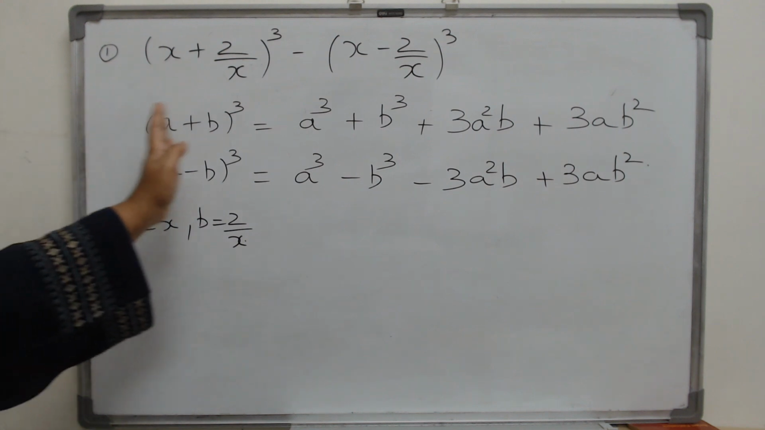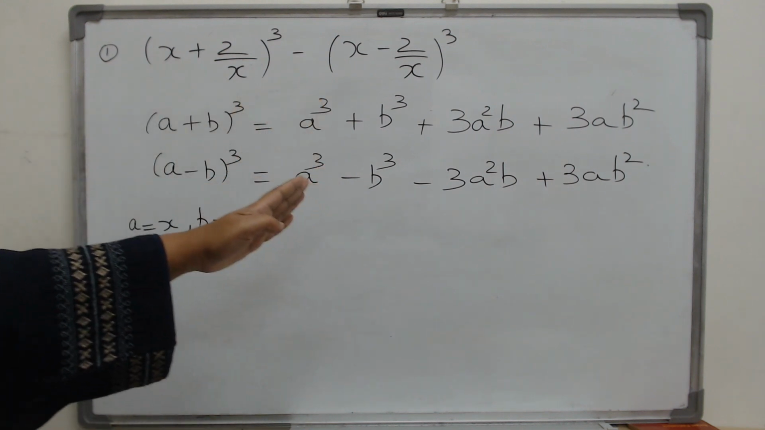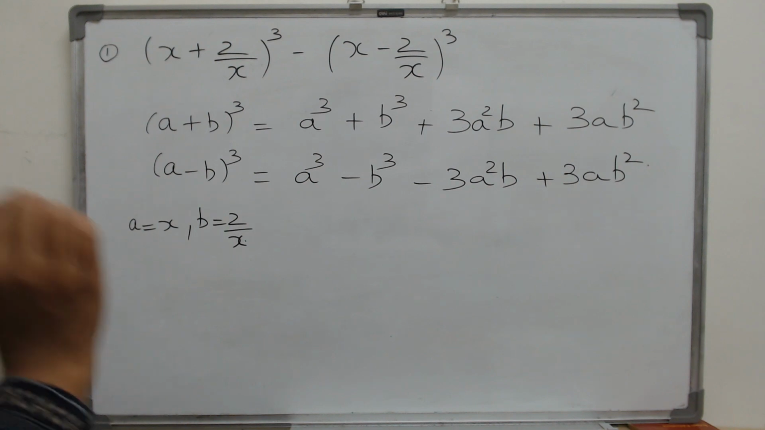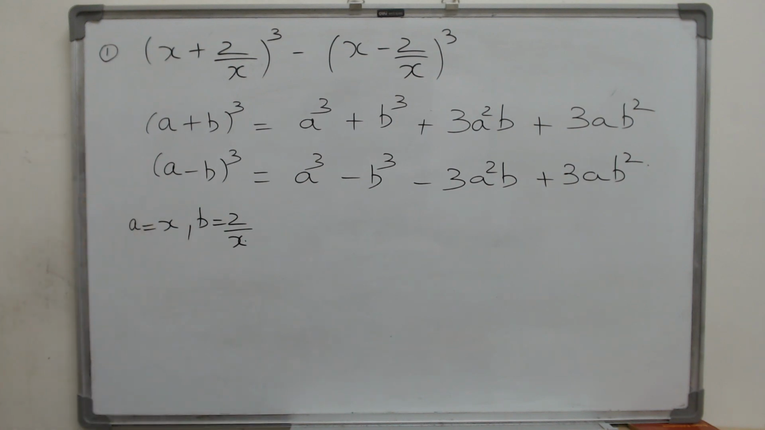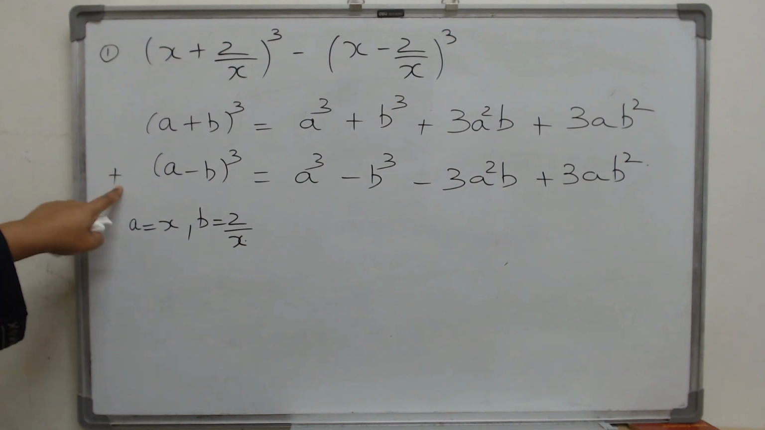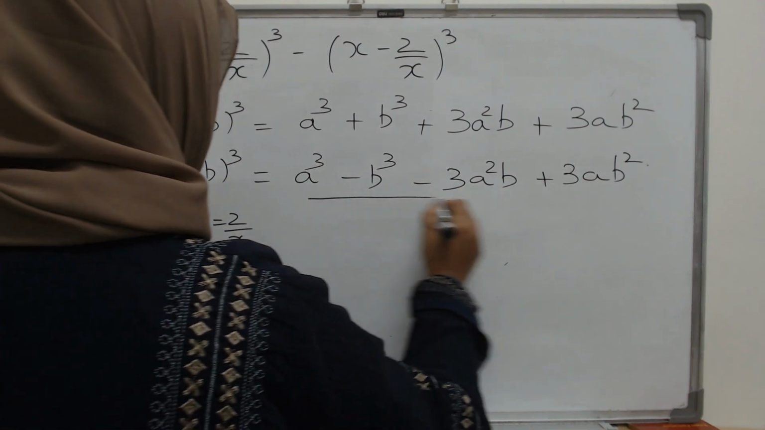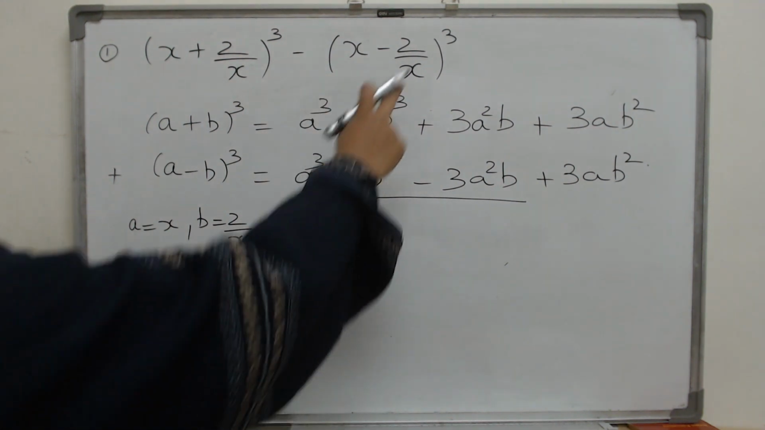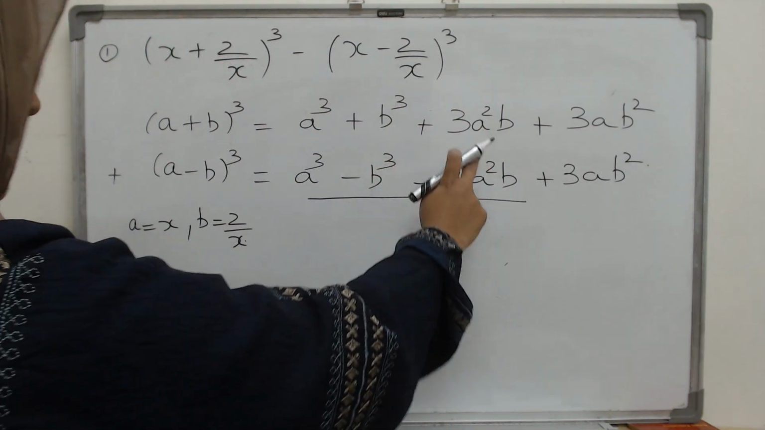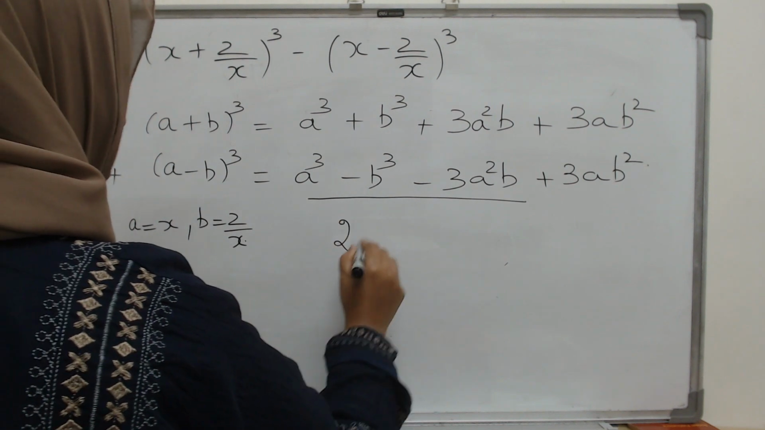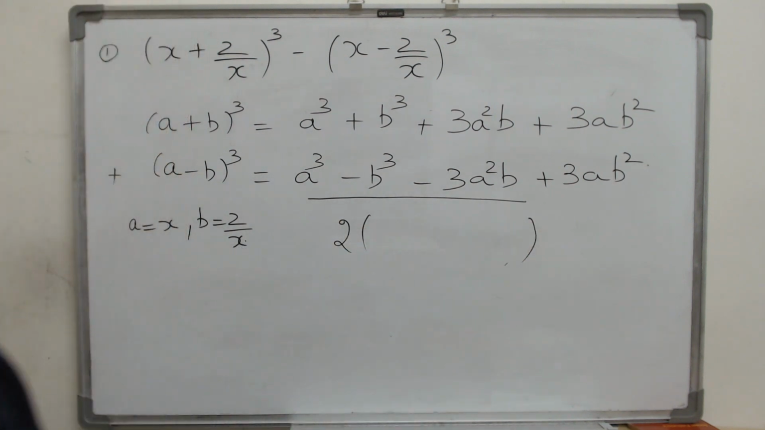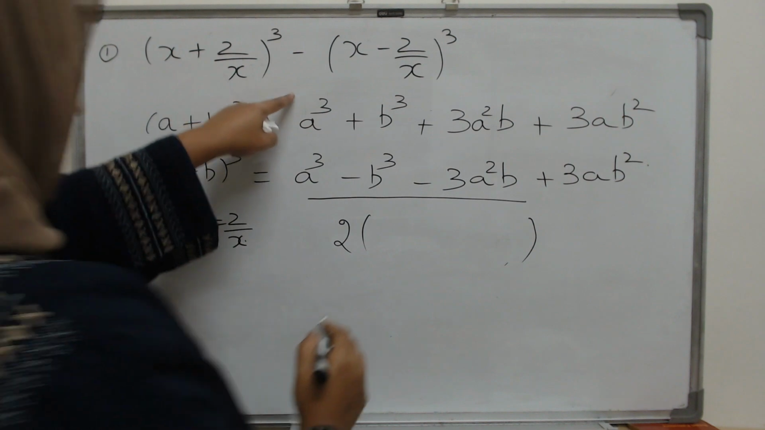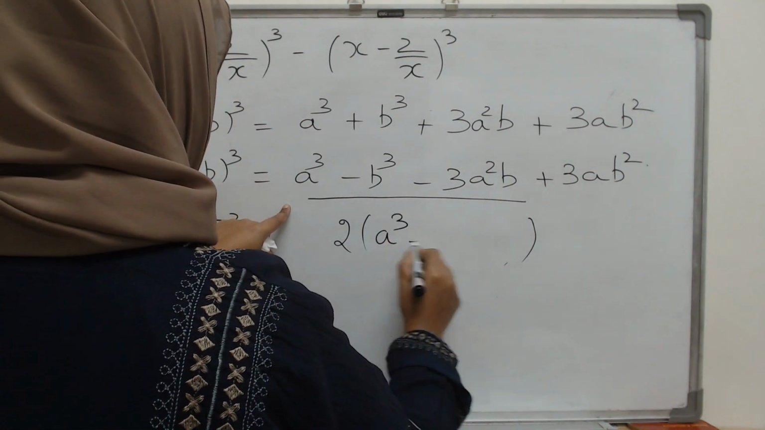Then what do you see when you expand it? What do you notice here? You have same terms but different signs. Now when you add it, what happens? And when you subtract it, what happens? When you add it, whatever has opposite signs gets cancelled. B cube minus b cube, this and this gets cancelled, and what remains? Only the ones with the same sign.